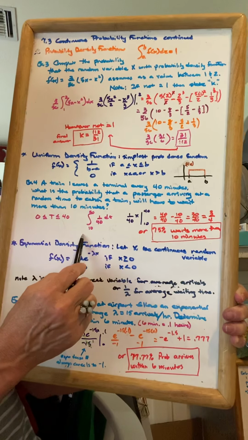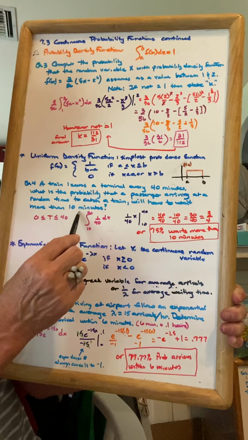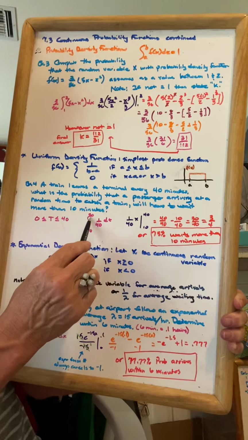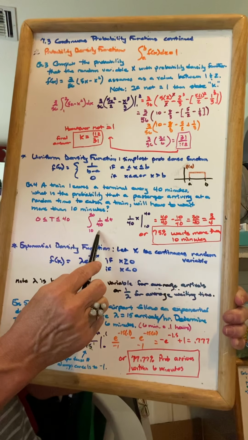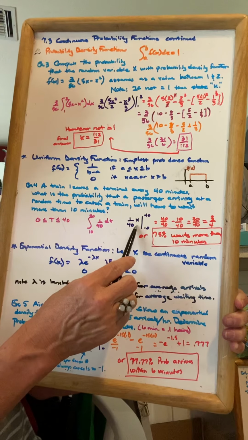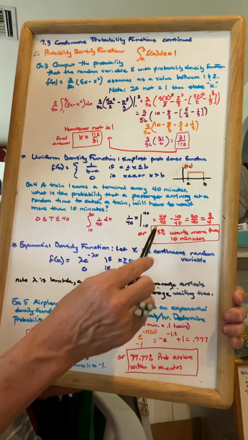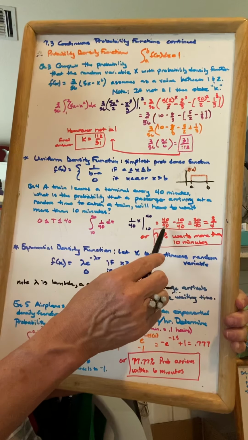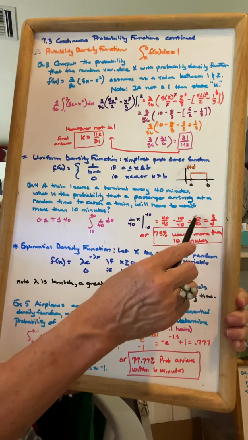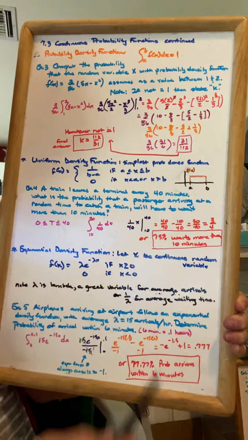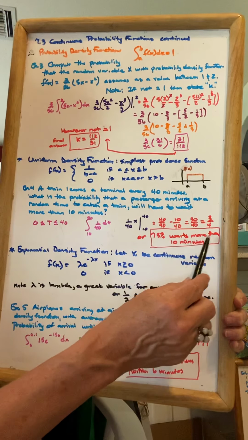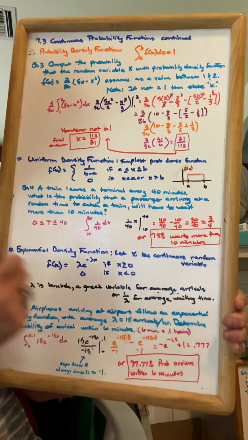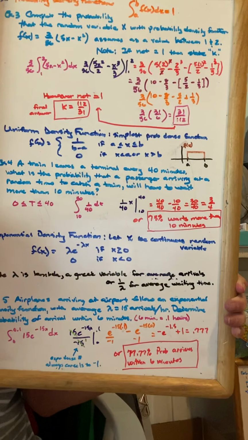Now, what is your integral going to be? It's more than 10 minutes. So more than 10 minutes is from 10 to 40. I integrate 1/40th, and I get 1 over 40 times x, from 10 to 40. I put 40 in. I get 40 over 40 minus 10 over 40 equals 30 over 40, or 3/4. Typically, your answers are in percentages. So 75% wait more than 10 minutes. That would be your uniform density.